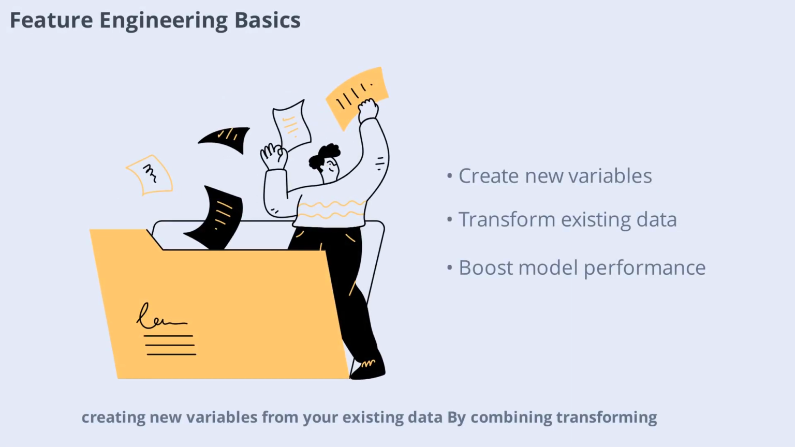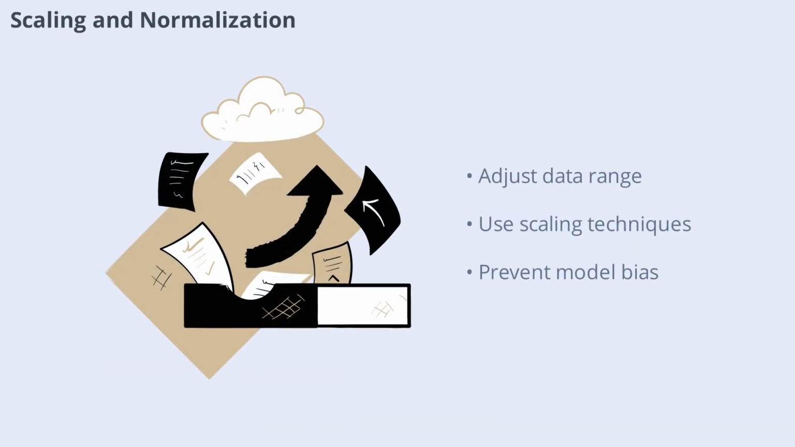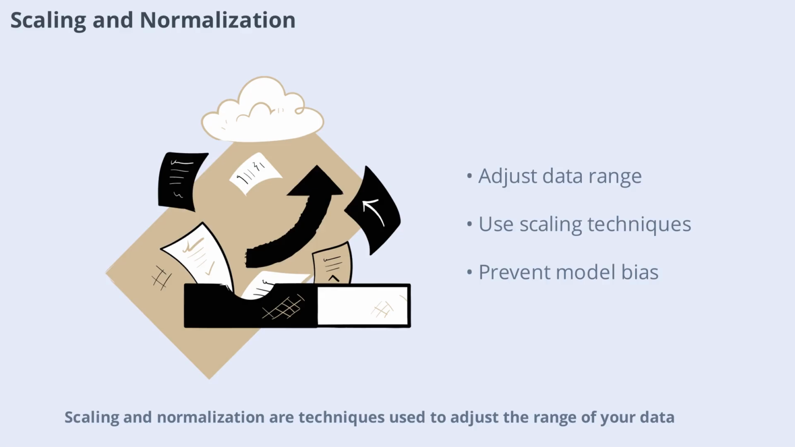By combining, transforming, or extracting features, you can make your data more useful for analysis and modeling. Good feature engineering can dramatically improve your results and reveal new insights. Scaling and normalization are techniques used to adjust the range of your data. This is especially important when variables have very different scales. By bringing everything to a similar range, you help your models perform better and avoid bias toward larger values.